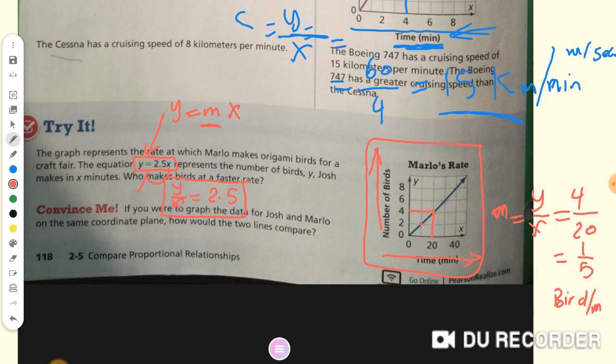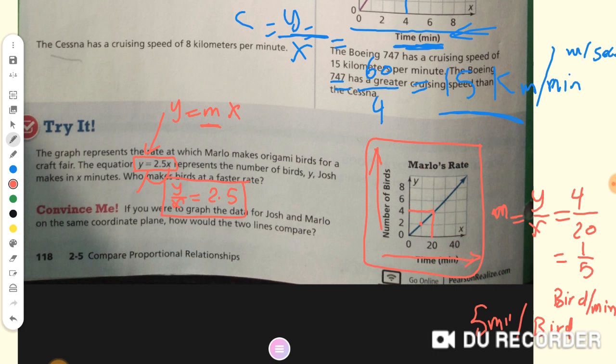Per minute, so he can make in 1 minute 1 over 5 bird. So he needs 5 minutes, I think, to make 1 bird. Okay? But here, so he needs about 5 minutes to make 1 bird. 1 bird, 5 minutes per bird.